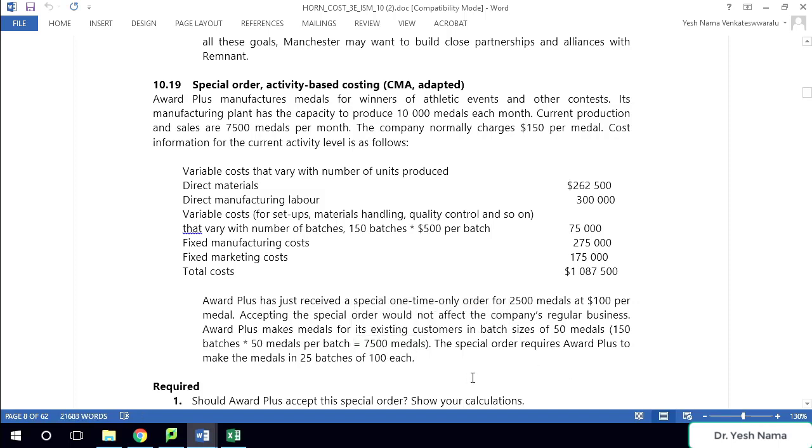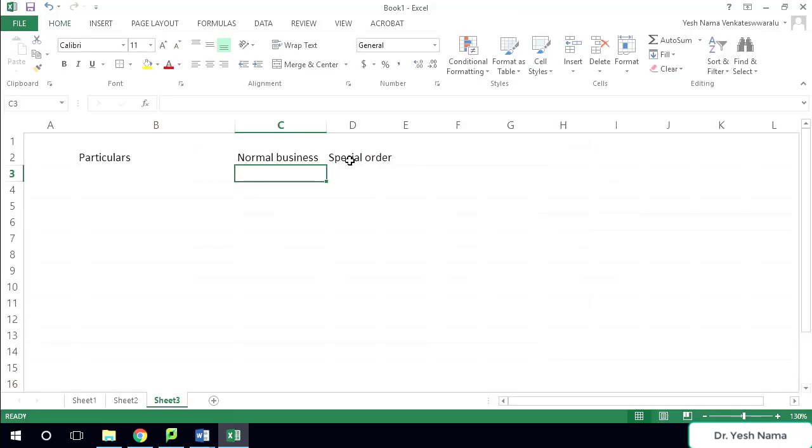The special order requires the company to make the medals in 25 batches of 100. Okay? This means there will be a change in the batch level costs for the special order, not for the regular order. Should the company accept the special order? Show your calculations. So all I've done is put the normal business and the special order side by side, and then we can take a look.